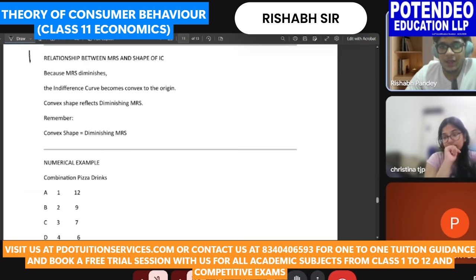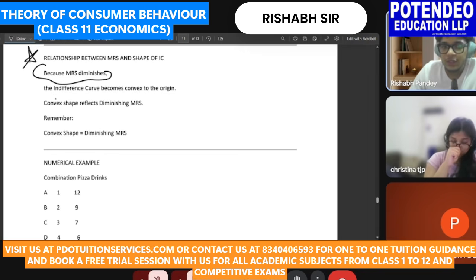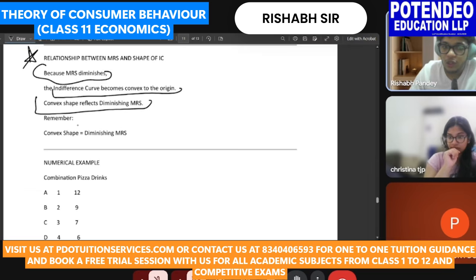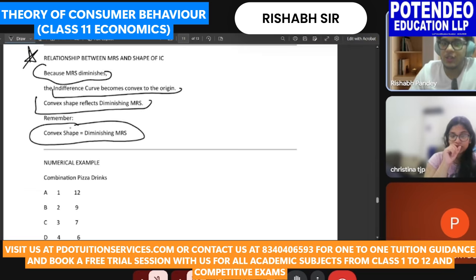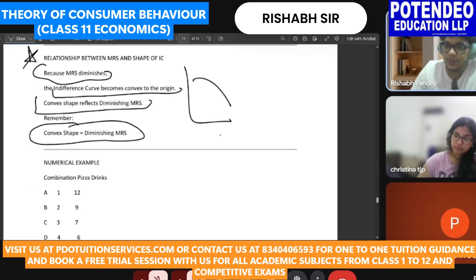It is between MRS and the shape of IC. Because MRS diminishes, the indifference curves become convex to the origin. You know what concave and convex are? So the convex shape reflects the diminishing marginal utility. Remember, convex shape is equal to diminishing MRS. What's a convex shape, inward or outward? It's outwards. Just like this, right? So this is outward and this is inward.